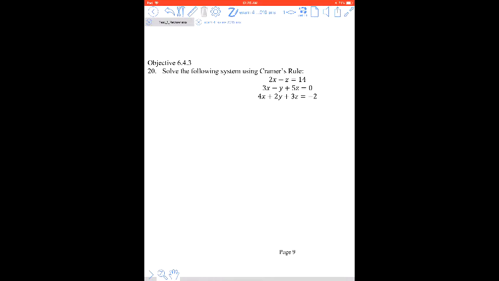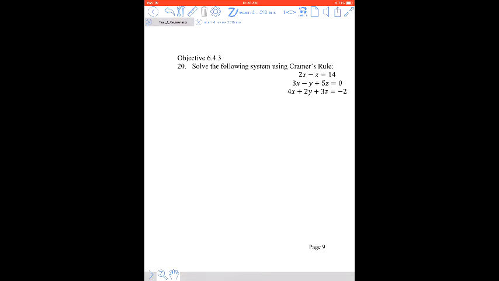Okay, finally, question number 20 from 6.4. Solving a system using Cramer's rule. We did this earlier in the review. This one is now with a 3x3, so it just takes a little bit longer, but the same principle. We need to find the determinant of the coefficient matrix, and then 3 other determinants, D sub x, D sub y, and D sub z.